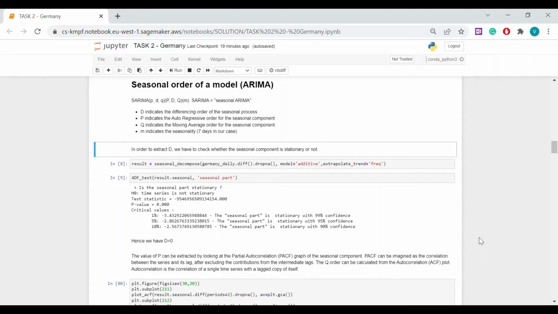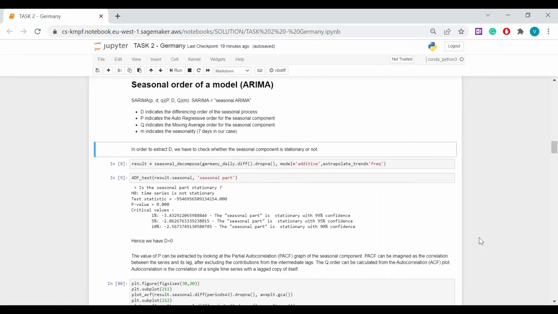Parameters capital D, capital P, and capital Q have the same meaning as in the case of the simple ARIMA, but applying to the seasonal process. So we need to extract the seasonal component from our time series and perform the same procedure as in the previous case. So capital D indicates the difference in order of the seasonal process, capital P indicates the autoregressive order for the seasonal component, and capital Q indicates the moving average order for the seasonal component.